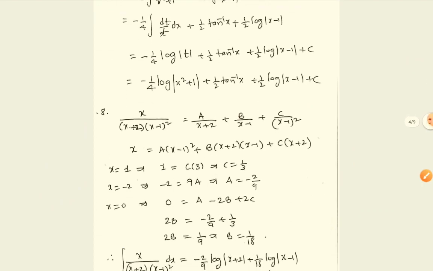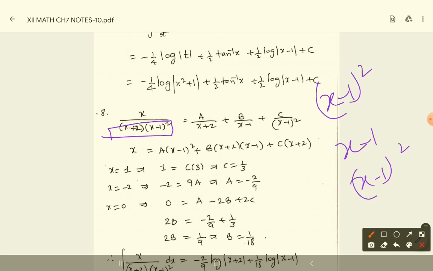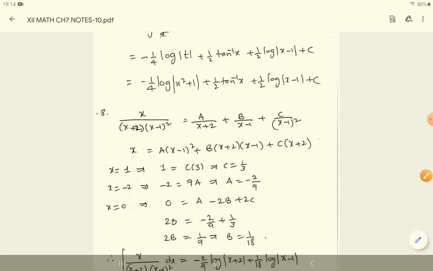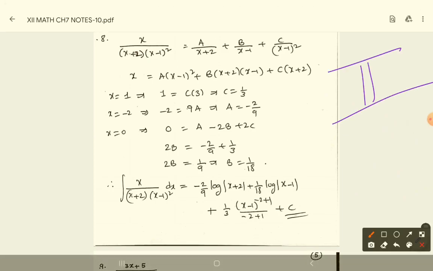Now 8th question. If you look at that 8th question, the denominator contains a repeated linear factor, x minus 1 whole square is there, means there are two factors x minus 1 and x minus 1 whole square. I can say that x minus 1 is a factor for the denominator, also x minus 1 whole square is also a factor for the denominator. In that case, we should use type 2. What type we have to use here? Type 2. So what is type 2?